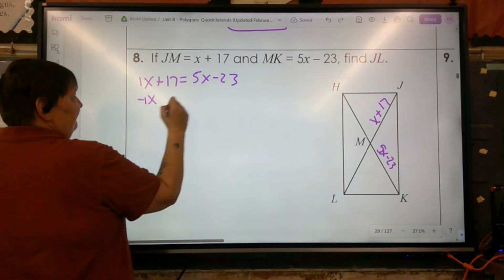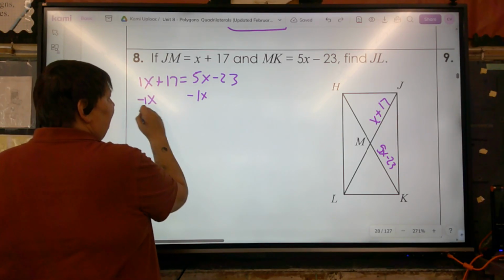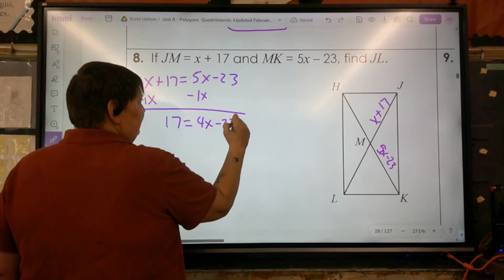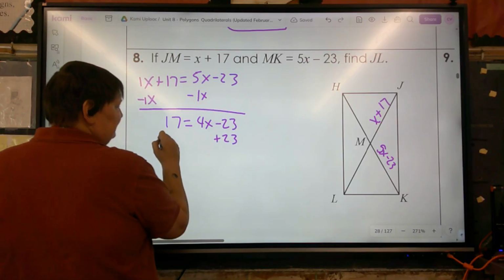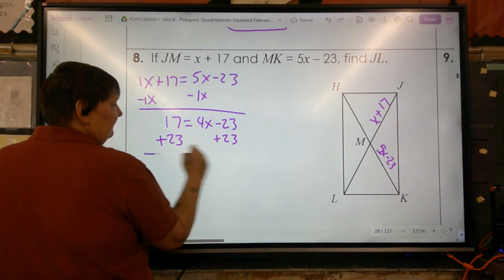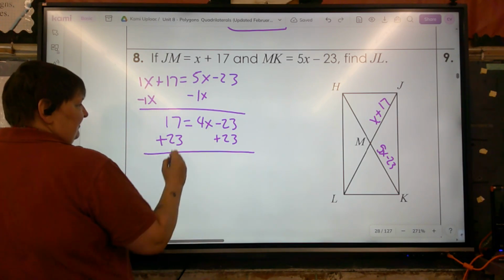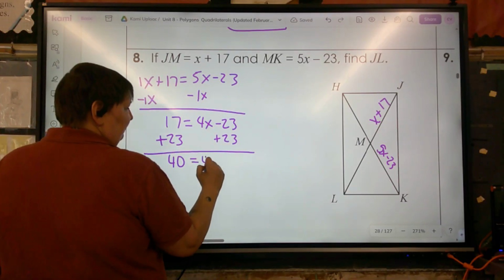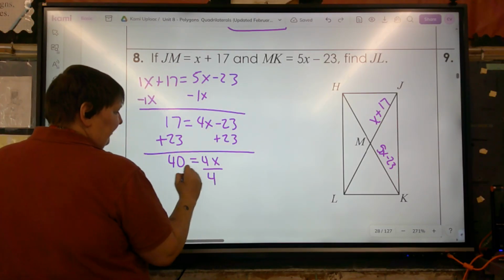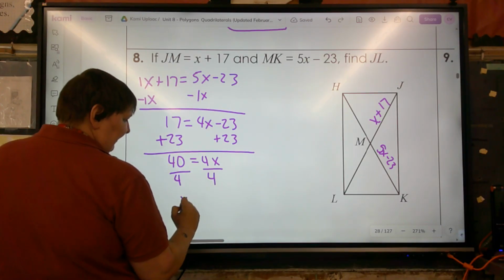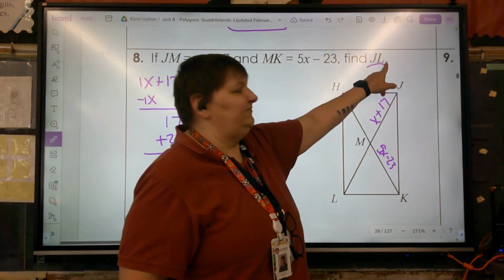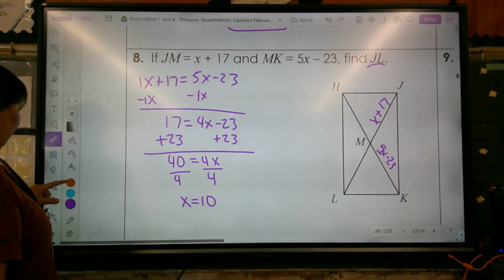Subtract x, there's an invisible 1 in front of it. So 17 is equal to 4x minus 23. Add 23 to both sides. So 40 is equal to 4x. Divide both sides by 4. x is equal to 10. But remember, go back and make sure you actually answer the question. We're solving for JL.